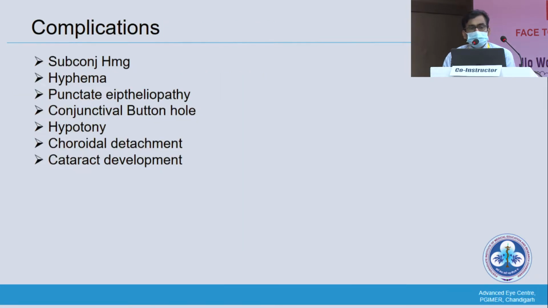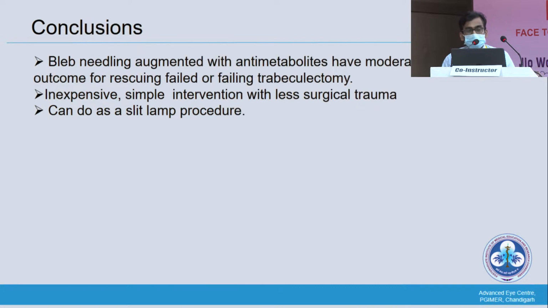Complications are subconjunctival hemorrhage, most common, hyphema, punctate epitheliopathy maybe due to toxicity or accidental instillation of 5FU over the cornea, choroidal detachment, cataract formation, and hypotony. So bleb needling is an inexpensive, simple intervention with less surgical trauma that can have a moderate outcome for rescuing a failed trab or failing trabeculectomy. It can be done as a slit-lamp procedure in your office itself.